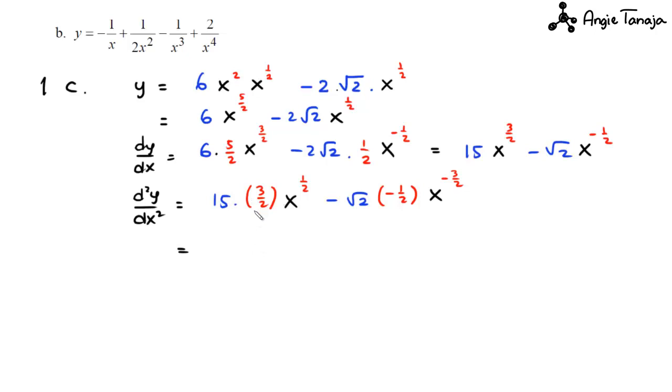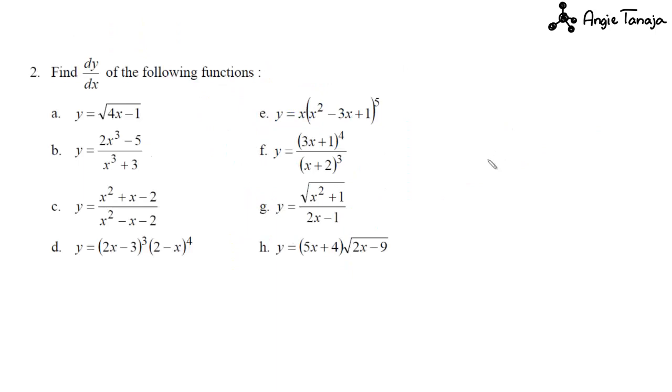So then this will be 45 over 2 x to the half, and then positive root 2 over 2 x to the negative 3 over 2. Now we have chain rule. For example, like number A, you have y equals root 4x minus 1, or I can just write it as 4x minus 1 to the power of half.